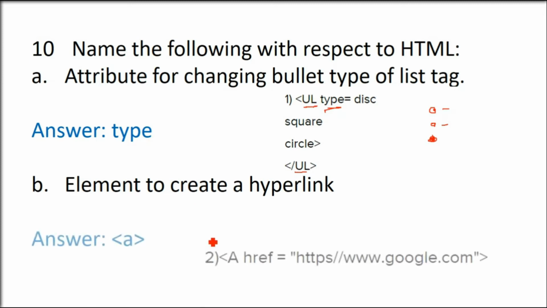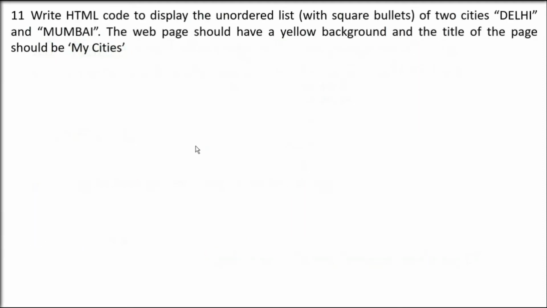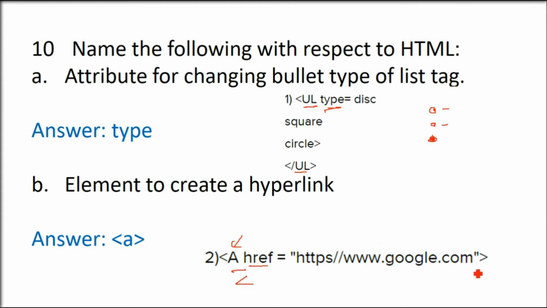Element to create a hyperlink. So for a hyperlink, you use href. This is A for anchor. Href is for hypertext reference, that is the web page. This web page can be some name like this, and this should be in the angle brackets, right? So this is the web page you're referring to.